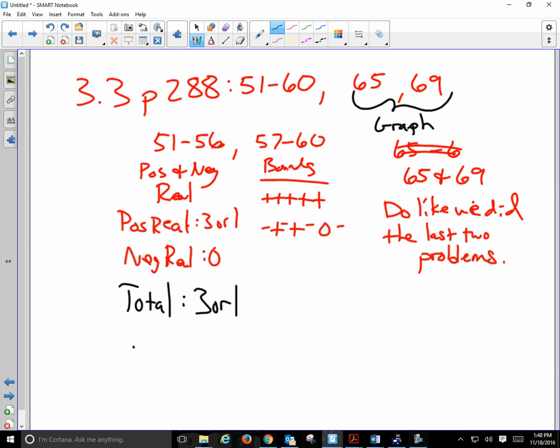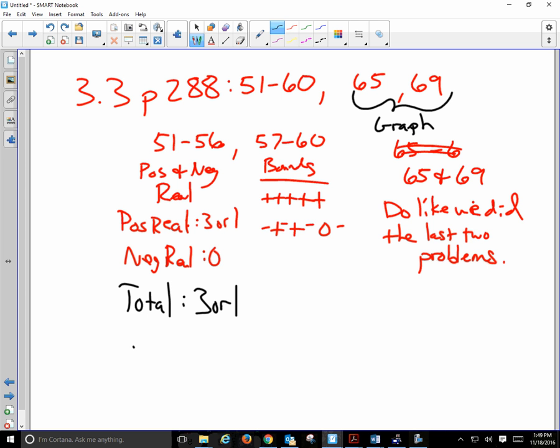Just diagnose it. 57 through 60. Bounds. So remember when we plugged in the number and we used our synthetic division, we said, oh yeah, they're all positive, so therefore it would be an upper bound. And you plugged in another number. You came up with alternating signs. You said, oh yeah, now it's going to be a lower bound. That's all you do. Plug them in, synthetic division, say, yep, it's an upper bound. Plug it in, synthetic division, yep, it's a lower bound.